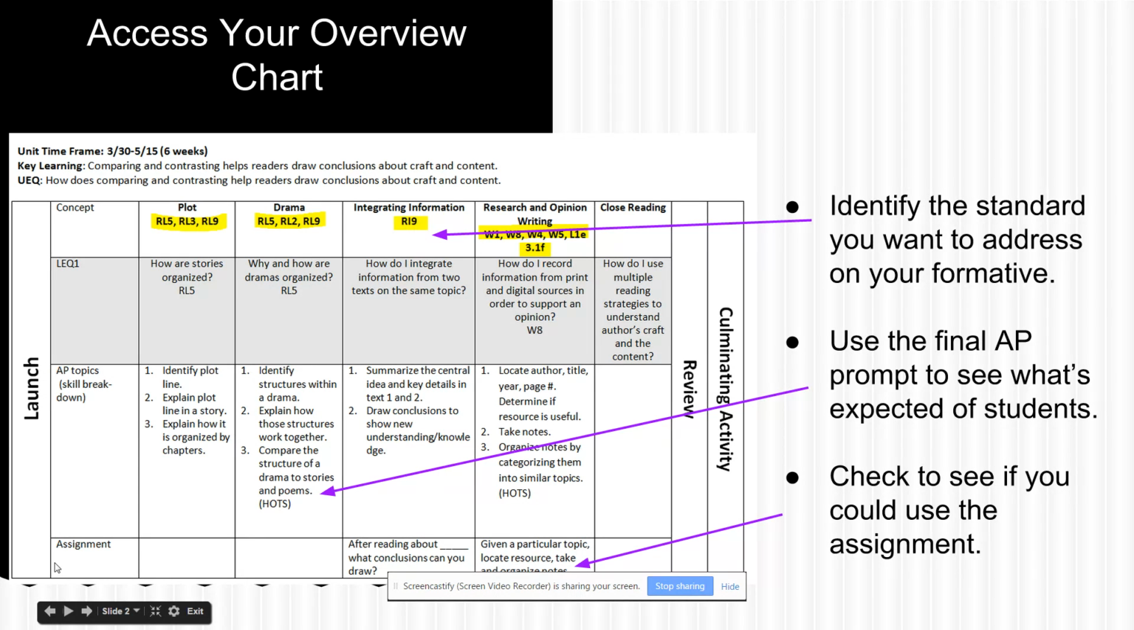Something else to think about is the assignment. There are some assignments there on the overview chart that could be used as the beginning of creating a formative assessment. I will say that these should probably be elaborated on.